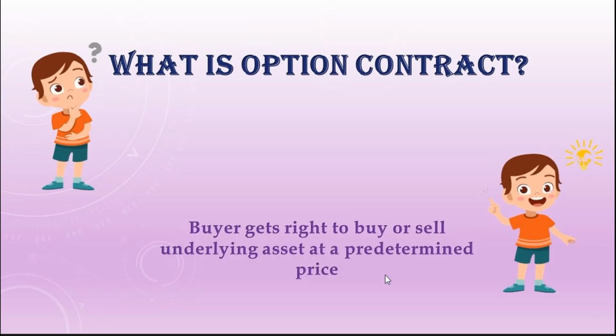What is an option contract? I hope that you are aware of the concept of an option contract. The contract is also called a derivative just because the contract itself has no value. It derives its value from the underlying, which may be a stock. So buyers get the right to buy or sell the underlying asset at a predetermined price. That is called the option contract.